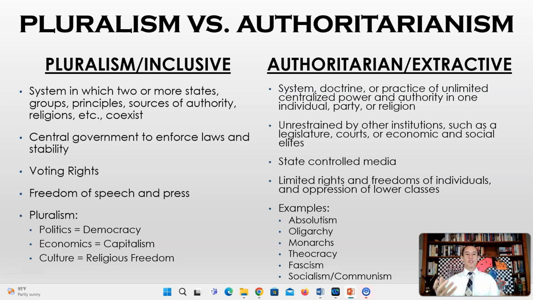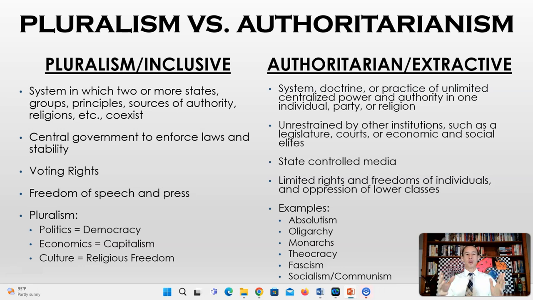And there are some key features to pluralistic versus authoritarian societies. In a pluralistic society, you have multiple entities that are competing for power. There is a central government, because you need a central government to enforce laws and create stability, but there are voting rights, which is obviously a gradual thing, and it will take a long time for Western Europe to develop these. Even in the United States, it takes obviously a long time before Blacks are given the right to vote, minorities are given the right to vote in general, women are given the right to vote.